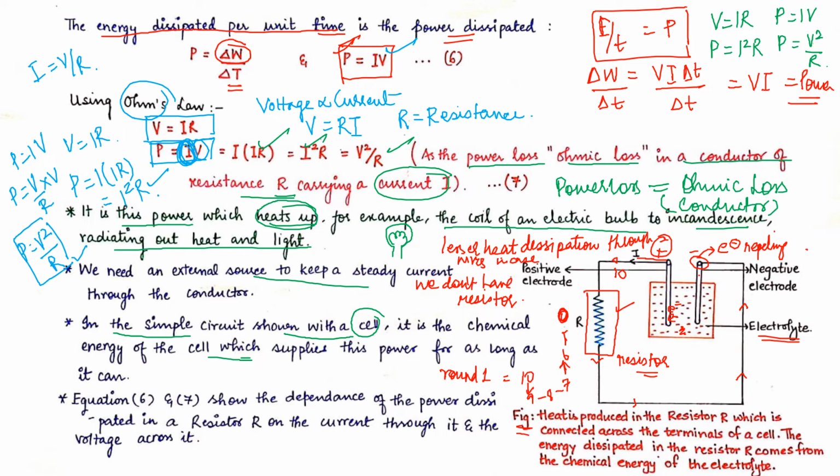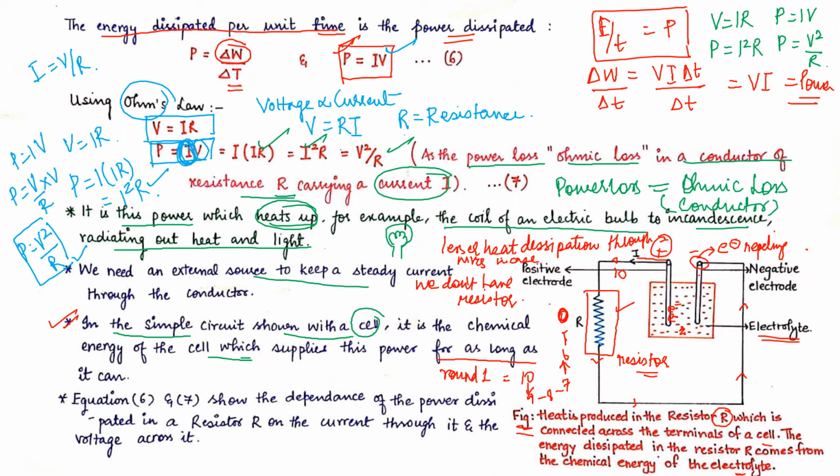See what the figure states. Heat is produced in the resistor R, which is connected across the terminals of the cell. The energy dissipated in the resistor R comes from the chemical energy of the electrolyte. At a point, the electrolyte will not have any chemical energy to supply. This is what our second statement is saying. I'll read the statement once again. In the simple circuit shown with a cell, it is the chemical energy of the cell which supplies this power for as long as it can.